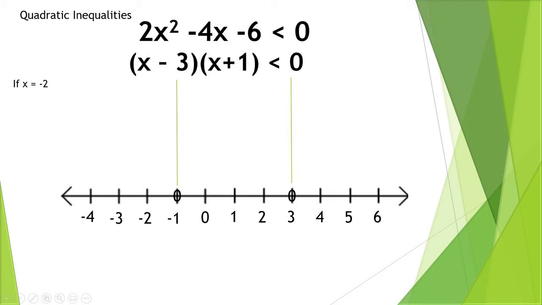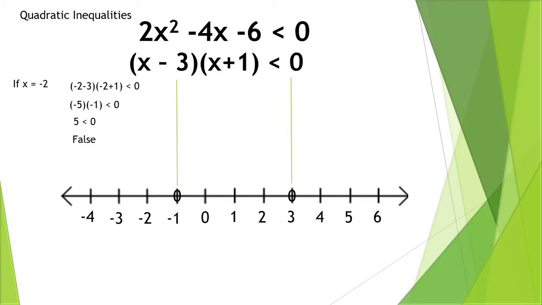Let us substitute it into the factored inequality less than 0. So it becomes negative 2 minus 3 times the quantity negative 2 plus 1 less than 0. Now, what is negative 2 minus 3? Of course, the answer is negative 5 times negative 1 less than 0, which is 5 less than 0. And we all know that 5 is greater than 0, so it is false. So negative 2 is not included in the solution of the inequality.